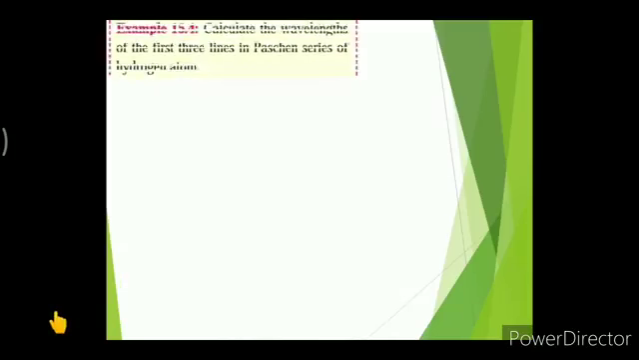Now the next example 15.4. Calculate the wavelengths of the first three lines in Paschen series of hydrogen atom. Over here, as we know that for the Paschen series the value of n is 3 and the value of m is 4, 5, 6, 7, etc.